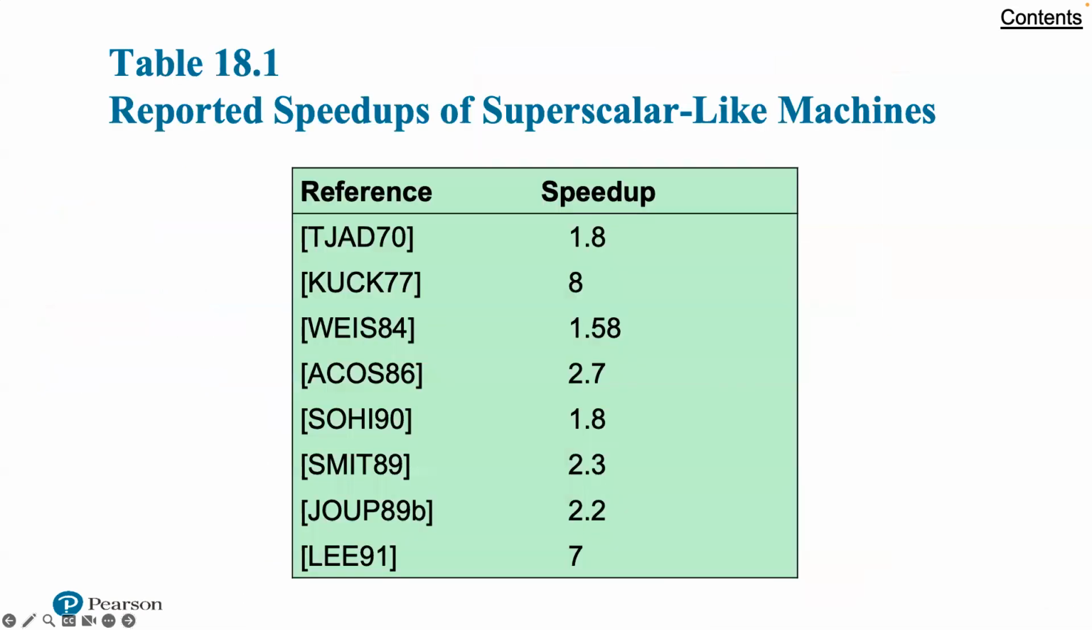Many researchers have investigated superscalar-like processors, and the research indicates that some degree of performance improvement is possible. Here we're showing in table 18.1 the reported performance advantages. It can range anywhere from close to 2 to up to 8. The difference in the results arises from differences both in the hardware of the simulated machines and in the application being simulated.